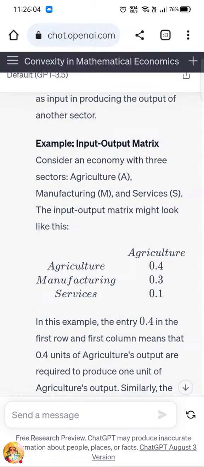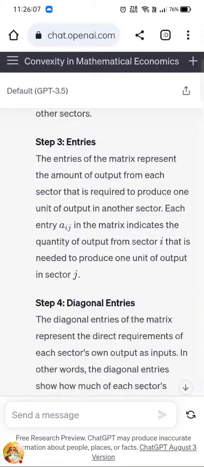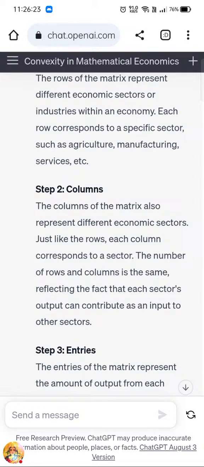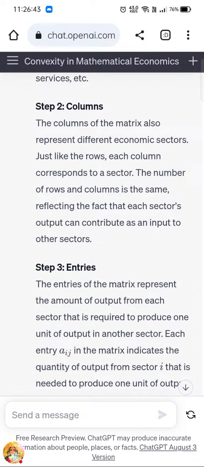The row sectors are called the economic sectors or industries within an economy. Each row corresponds to a specific sector such as agriculture, manufacturing and services, and the columns also represent the economic sectors. Just like the rows, each column corresponds to a separate sector. The number of rows and columns are the same, reflecting the fact that each sector's output contributes as an input of other sectors.